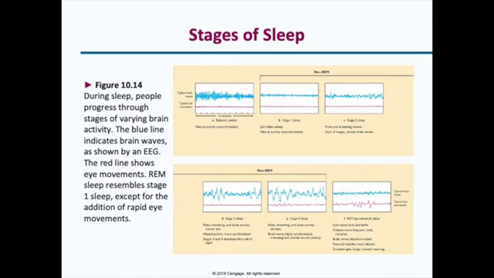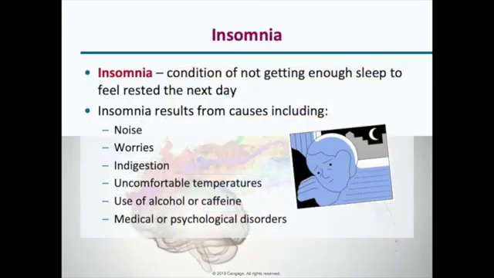Slide 26. Insomnia means lack of sleep. More specifically, insomnia is not enough sleep for the person to feel rested the next day. Insomnia results from causes including noise, worries, indigestion, uncomfortable temperatures, use of alcohol or caffeine, and medical or psychological disorders. Persistent insomnia should be treated by a physician. However, doing the following can help occasional or minor insomnia.